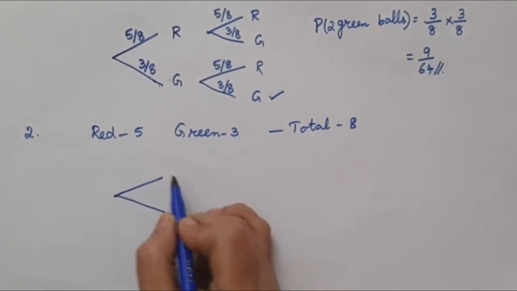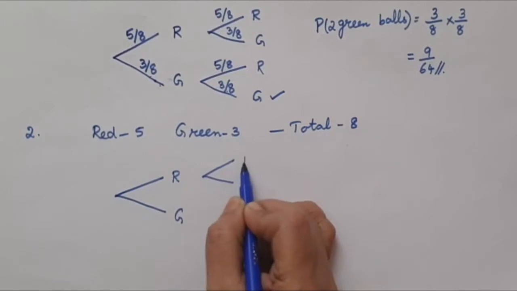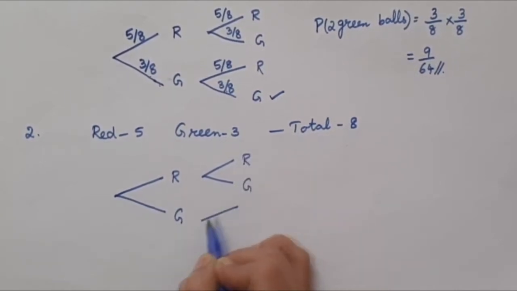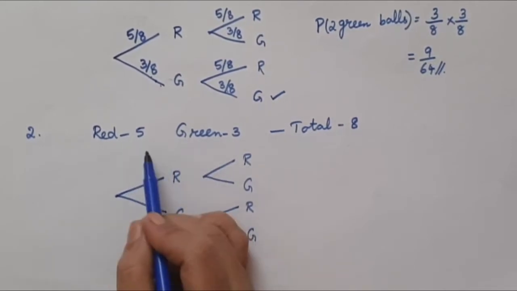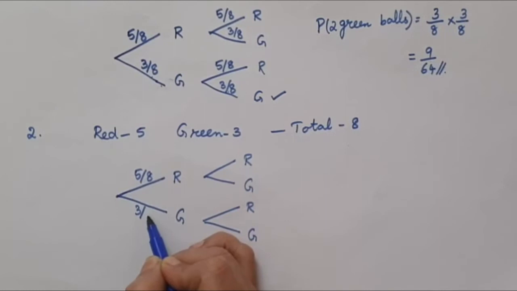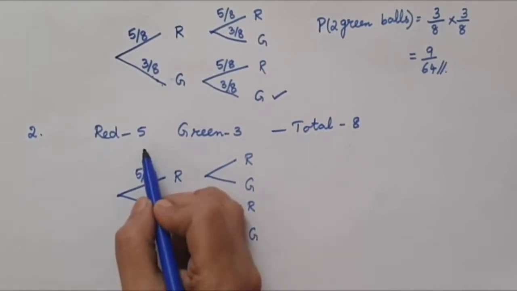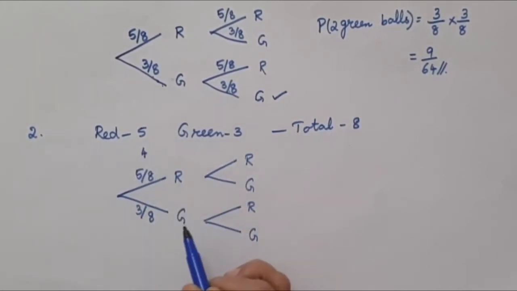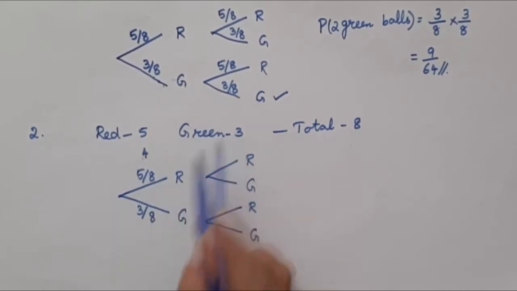So now again a red and a green. Here too we write a red and a green. Here also a red and a green. Now the first attempt will not change. So it will be 5 over 8. This will be 3 over 8. Now we have taken our red ball over here, and we are not going to replace it. So automatically our red ball reduces by 1. So it will be 4. And our total will be 4 plus 3 is 7.